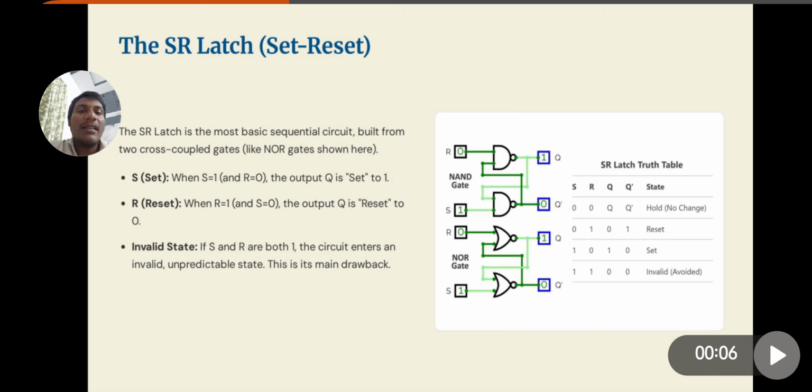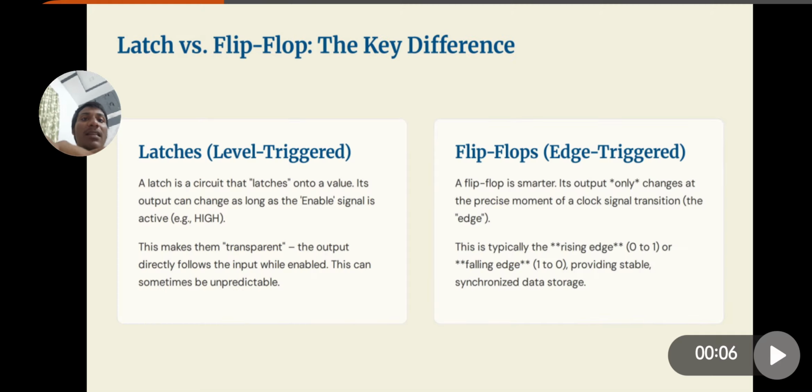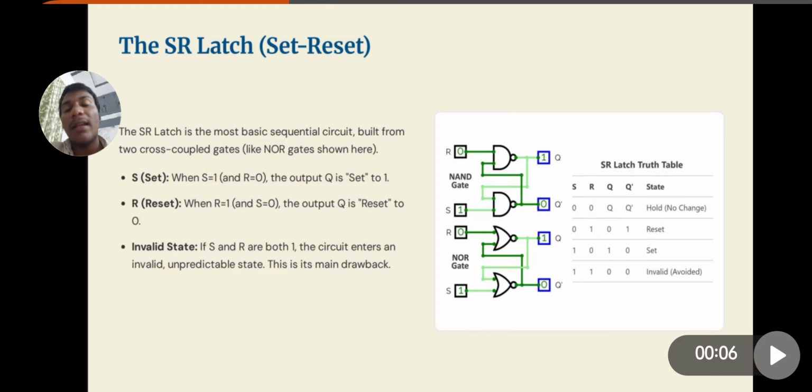Invalid state. If S and R are both 1, the circuit enters an invalid and unpredictable state. This is its main drawback. Here we said that latches are unpredictable, and in this SR latch also, when S and R are both kept at 1, the output is unpredictable and we can't even predict what the output will be.